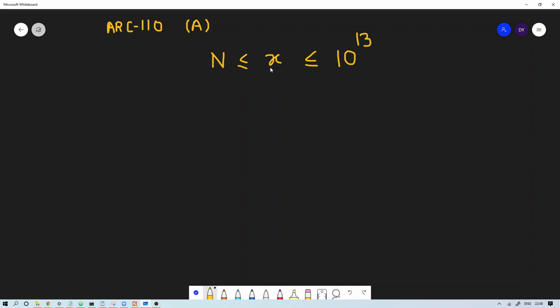and that x should satisfy the following condition: when you divide x by 2, you will get remainder 1. When you divide x by 3, you will get remainder 1, and the same goes for all the numbers till n.